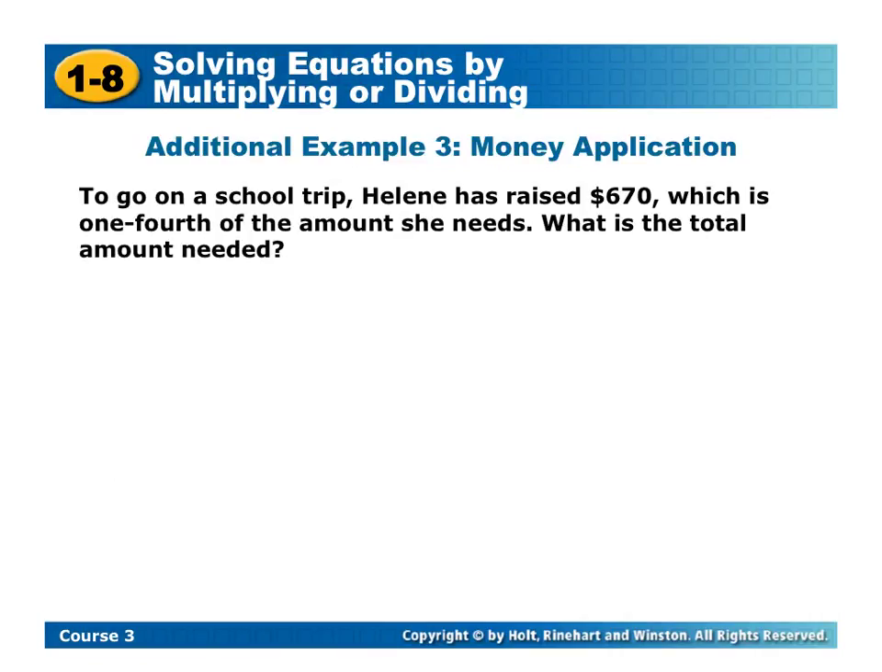Now let's just look at an example using a word problem. To go on a school field trip, Helene has raised $670, which is 1/4 of the amount she needs. So what is the total amount needed? Here I like to pick out my crucial information. So we know she's raised 670, and that's 1/4 of the amount she needed. That "of" is typically going to represent multiplication. So here it's going to be 1/4 times the amount she needs, which would be A, is equal to 670.